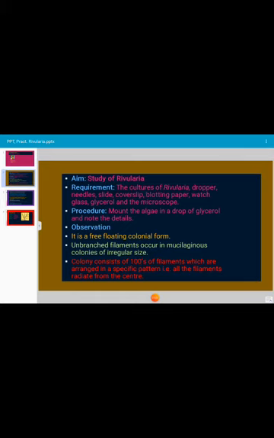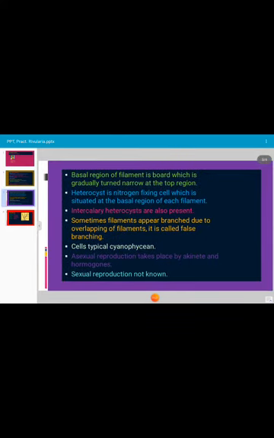It has unbranched filaments that occur in a mucilaginous substance, and the colonies of Rivularia are irregular in size. A colony consists of hundreds of filaments which are arranged in a specific pattern, that is, all the filaments radiate from the center. This is the characteristic feature of Rivularia. The basal region of the filament is broad, which gradually turns narrow at the top region.